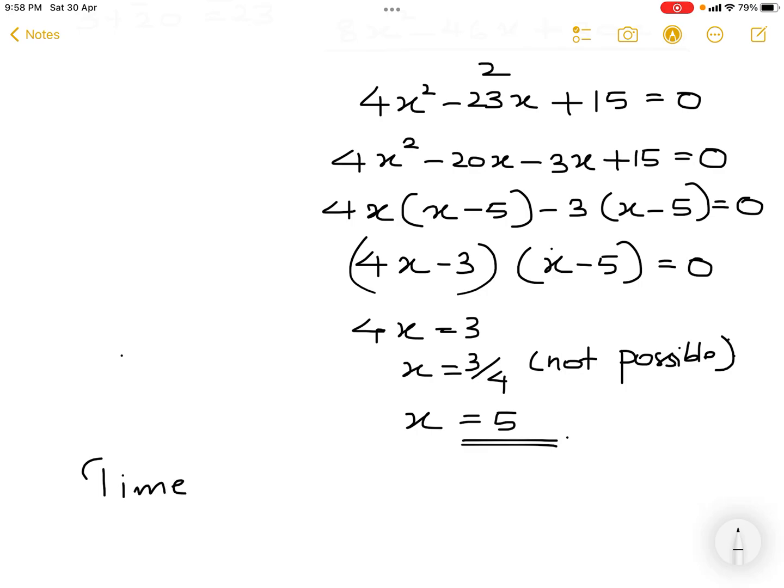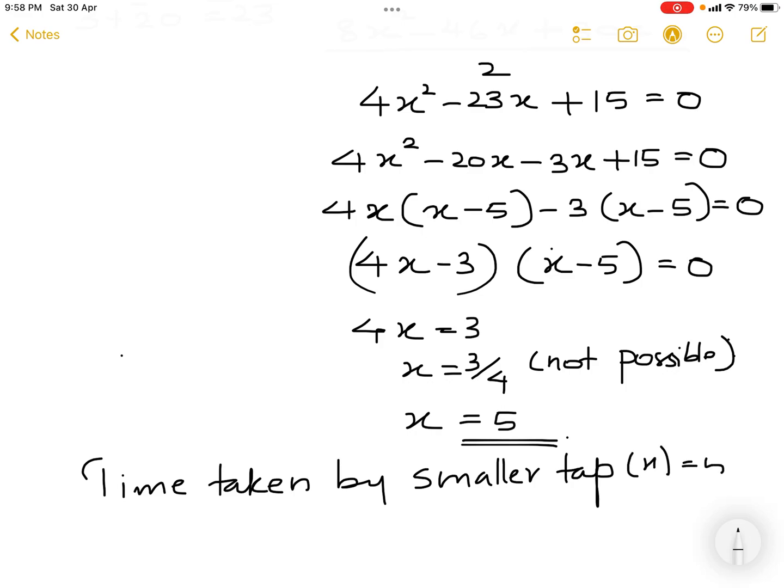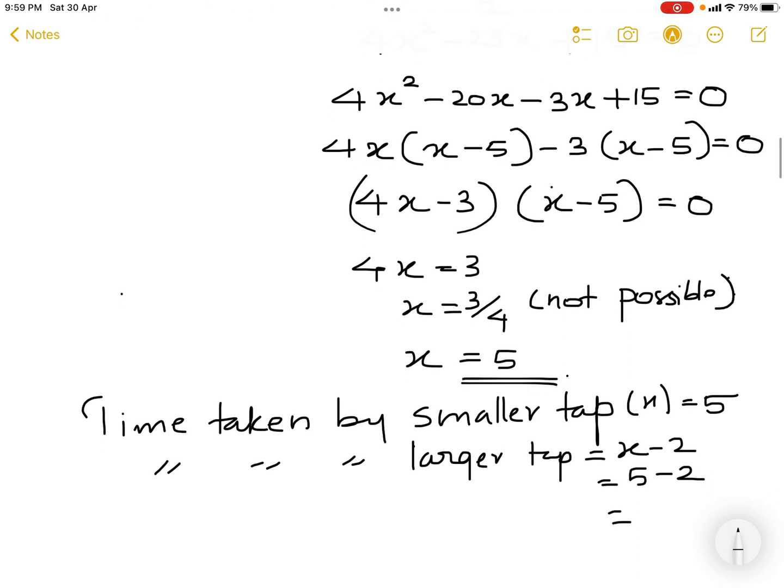Time taken by the smaller tap, x, is equal to 5 hours. Time taken by the larger tap is x minus 2, which is 5 minus 2, equal to 3 hours. The smaller tap takes 5 hours.